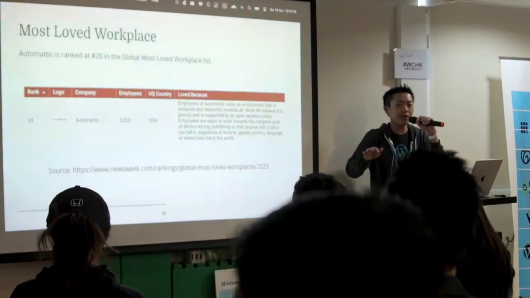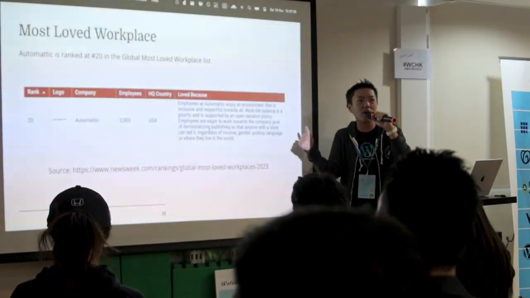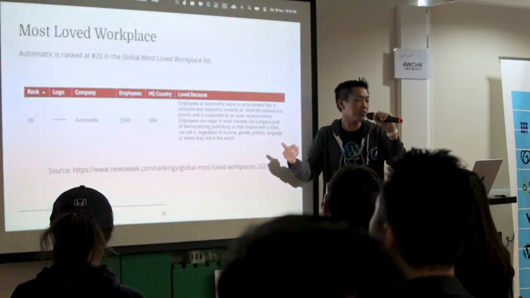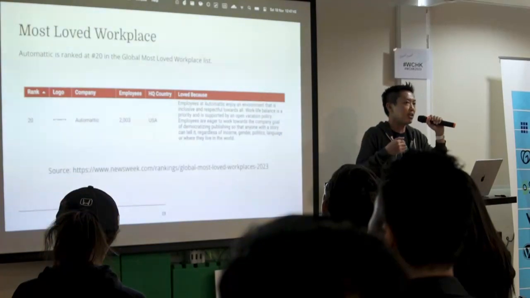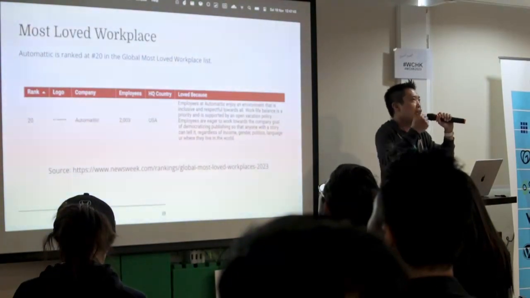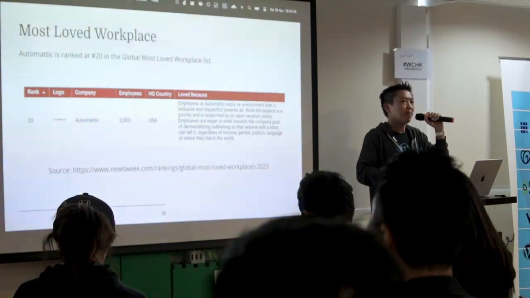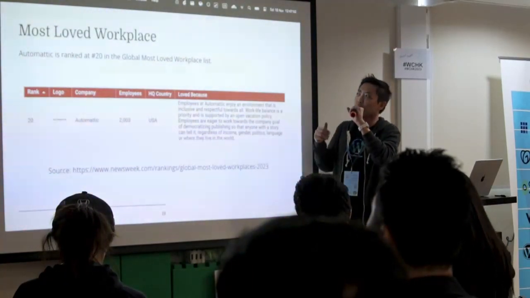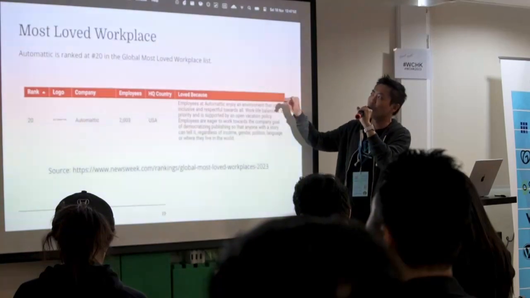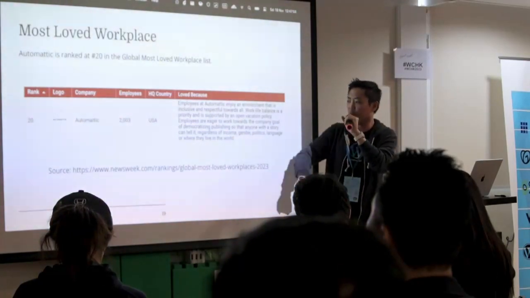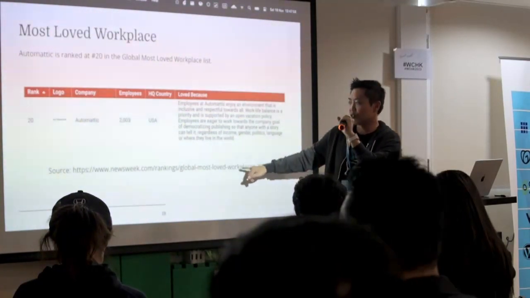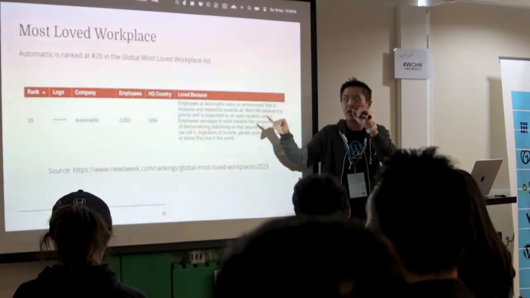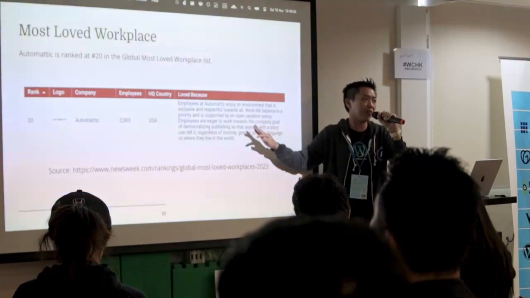Once you have that, the things that I mentioned, open, honest, transparent communication, you have the trust, you build a culture, and eventually, if you think about it, would you like to work in this kind of company? And that's actually what we have achieved. Automattic is ranked number 20 in the global most loved workplace list. This is the source, newsweek.com rankings global most loved workplace. If you Google search most loved workplace, we are part of the ranking.